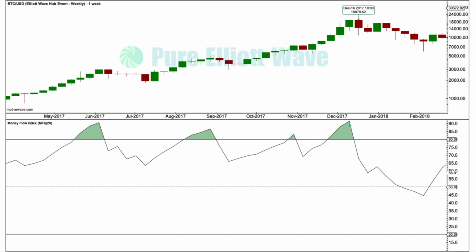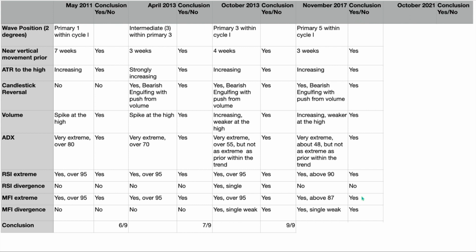Money flow, deeply overbought. Again, you could have seen divergence here, here, here, here, here, but it wasn't until the end that you had that strong, complete Elliott wave count, and all of these other conditions met as well, to be honest. So yes, money flow very extreme. There was single bearish divergence. So here, 8 out of 9 conditions met, really strongly indicating a high.